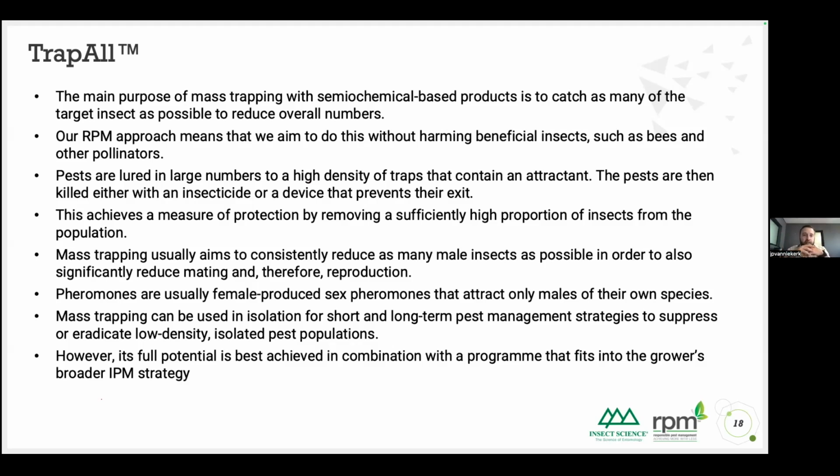So with mass trapping or trap-all, this achieves a measure of protection by removing a sufficiently high proportion of insects from the population. And mass trapping usually aims to consistently remove as many male insects as possible in order to also significantly reduce the mating and therefore reproduction. As we know, if they don't mate, we don't get damage. So pheromones are usually female-based sex pheromones that only attract the males of their species. And mass trapping can be used in isolation for short and long-term pest management to suppress or eradicate low-density isolated pest populations. But its full potential is best achieved in combination with a program that fits into the grower's broader IPM program. So it's part of your IPM program. It's not your silver bullet, if you think of it that way.